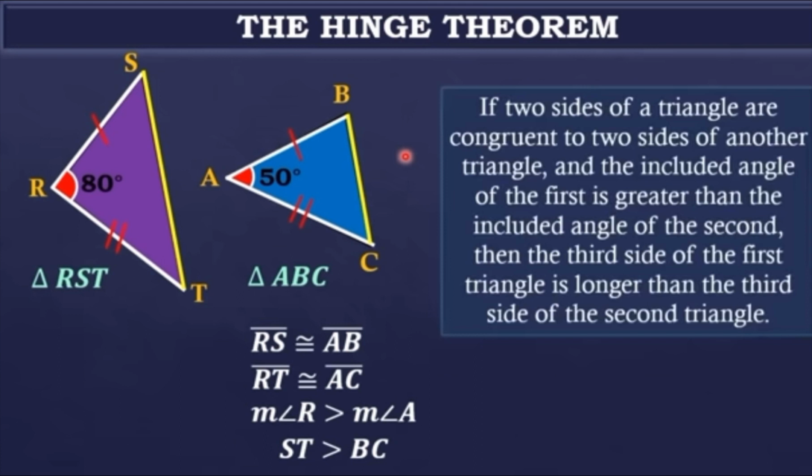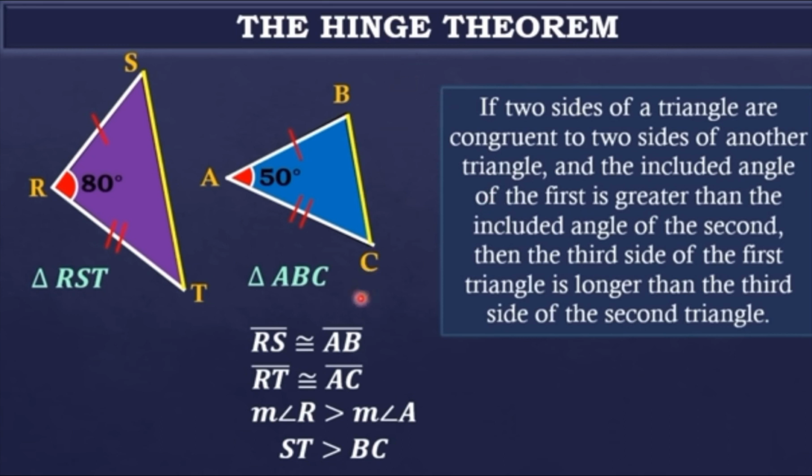And that is what the Hinge theorem is all about. That if two sides of a triangle are congruent to two sides of another triangle, so ito po yung two sides ng triangle na congruent din sa two sides, and the included angle, so ito po yung included angle. Pag sinabi natin included, in between. And the included angle of the first triangle is greater than the included angle of the second, then the third side of the first, ito yung third side, yung yellow line, then the third side of your first triangle is longer than the third side of your second triangle. So yun po ang concept ng ating Hinge theorem.